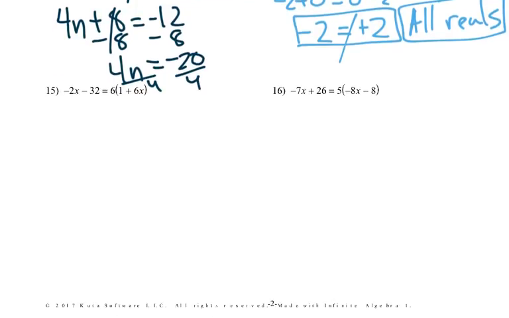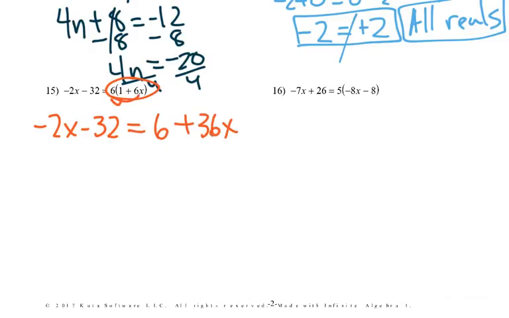All right, moving right along here now. Number 15 is -2x minus 32 equals 6 times 1 plus 6x. So leave the left side. I can't simplify it yet. We've got to simplify that. So 6 times 1 is 6. 6 times 6x, 36x. Now I can add a 2x. That becomes 0. We're left with -32.